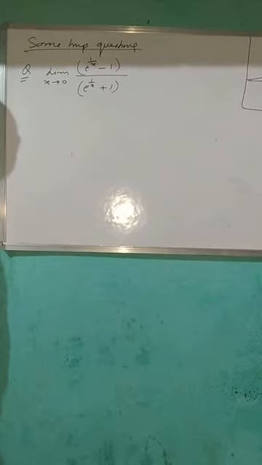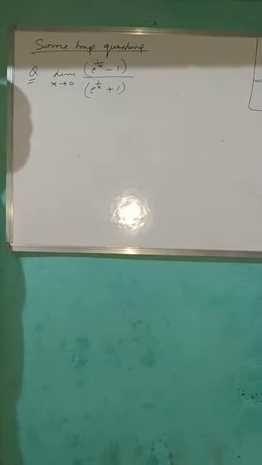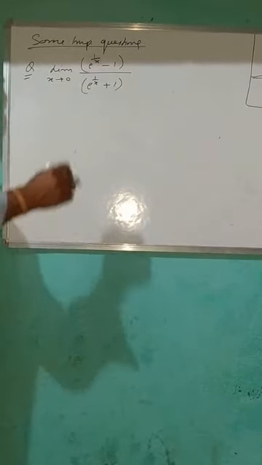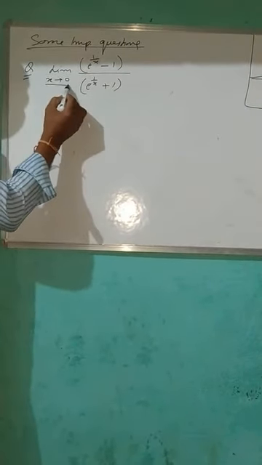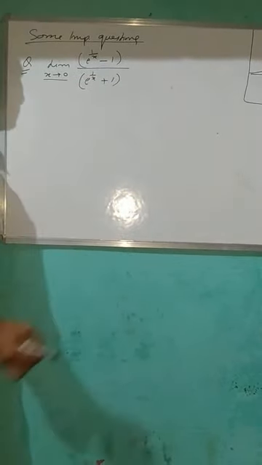Today we will solve some important questions which were asked to me by some students. One question is the limit as x tends to 0 of (e to the power 1 upon x minus 1) divided by (e to the power 1 upon x plus 1).